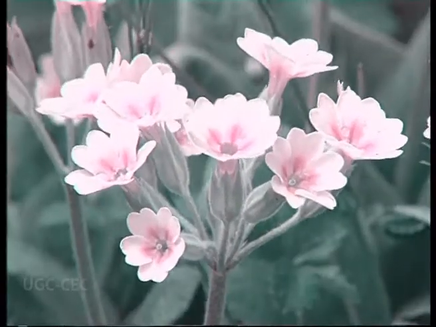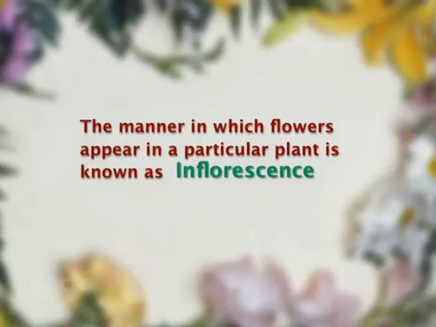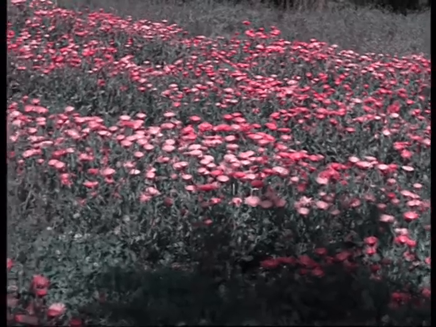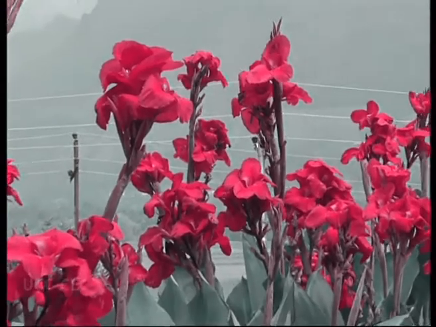Dear viewers, have you ever noticed how plants present their flowers? It's quite interesting to know that every plant presents its flowers in a characteristic manner. Plants present their flowers differently on flowering branches which are quite distinct from the vegetative branches. The manner in which flowers appear in a particular plant is known as inflorescence. Therefore, an inflorescence is a collection or aggregation of flowers on an individual plant.